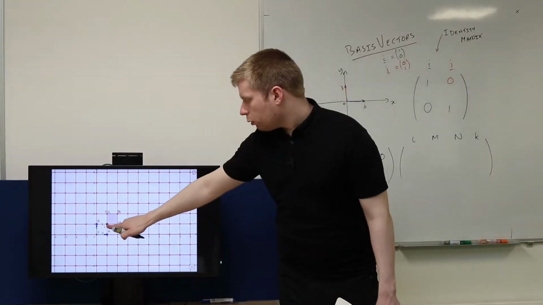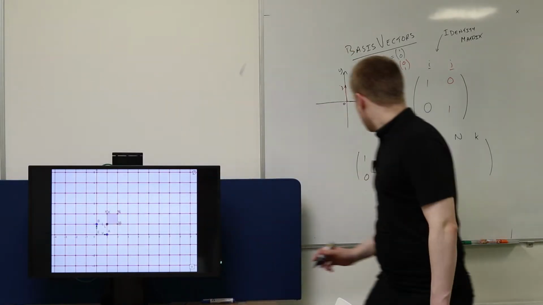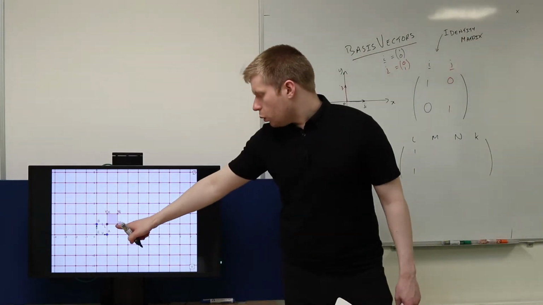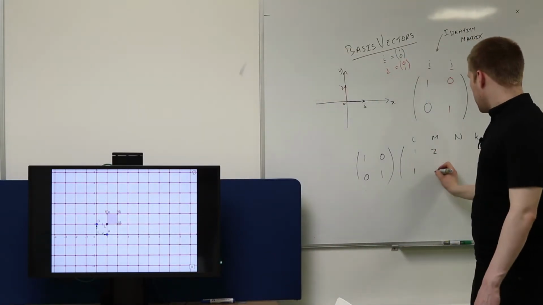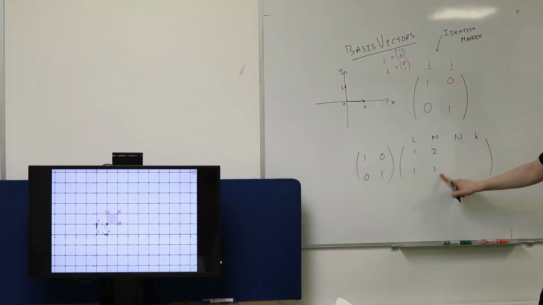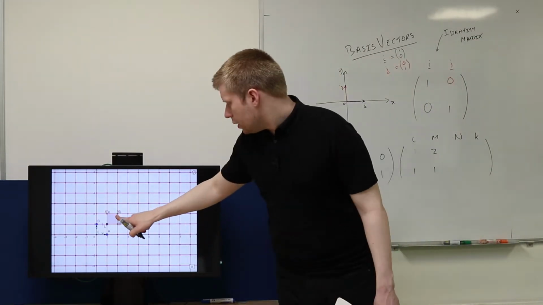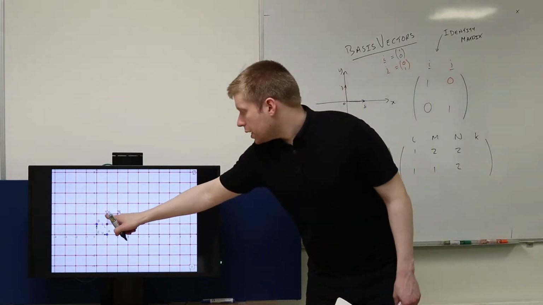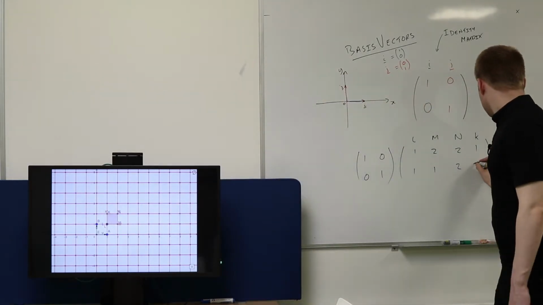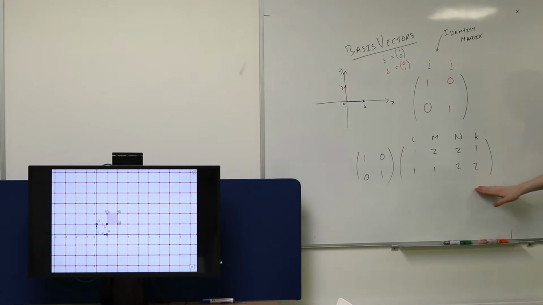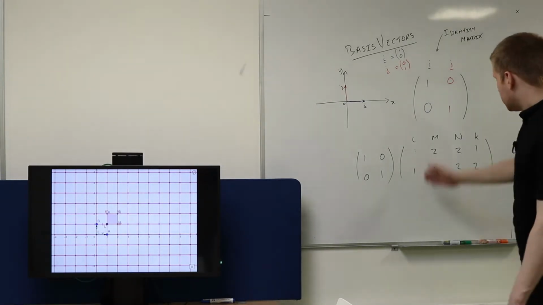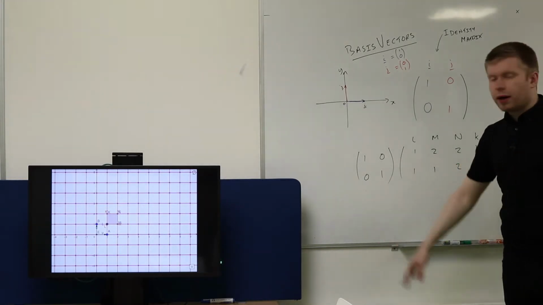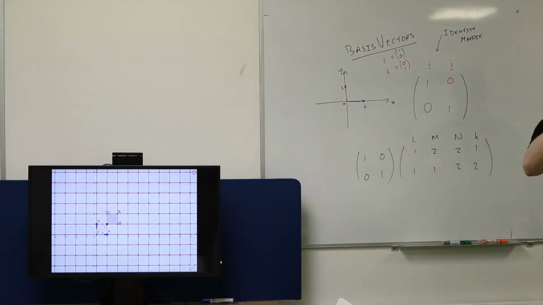So the coordinates of L would be 1, 1. Okay, so I'm going to put a 1, 1 there. The coordinates of M would be 2, 1. So I'm going to go 2 and a 1 there. You see that? I'm just writing coordinates as columns. Coordinates of N would be 2, 2. And the coordinates of K would be 1, 2. Okay, 1, 2. So you can see here what I've got is almost like a coordinate matrix, okay? It's like each column is a separate coordinate, right? Now clearly, if I multiply by the identity matrix, I should just get the same thing back.